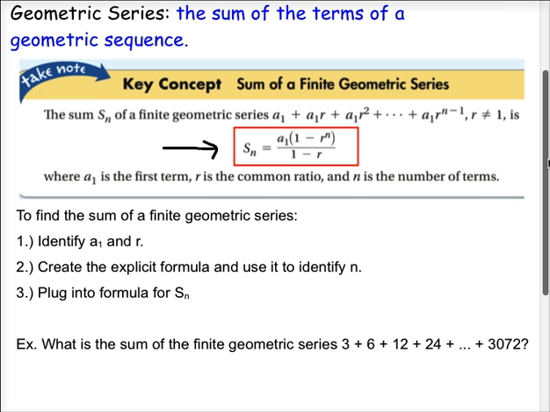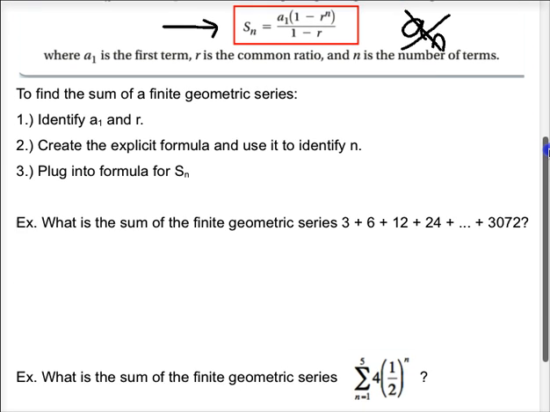All right, so let's look at the pieces that we're going to need. We're going to need the first term, we're going to need r, and we're going to need n. Now the thing you might find interesting, the thing that's different from the arithmetic one, is we actually don't need a to the n. That's not part of this formula. So something I think you might find interesting. So let's dive in and figure out how to solve these.